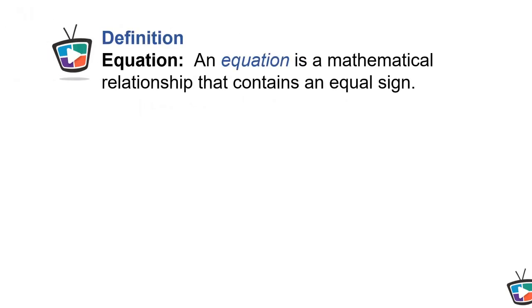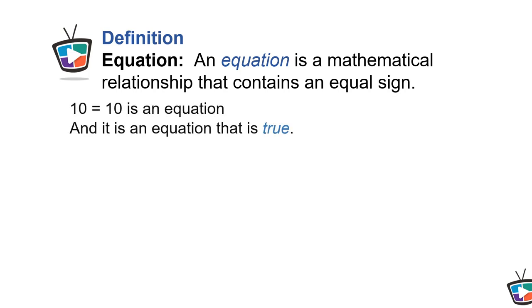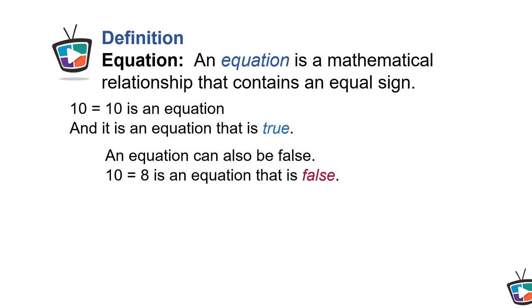An equation is a mathematical relationship that contains an equal sign. 10 equals 10 is an equation, and it's an equation that is true. An equation can also be false. 10 equals 8 is an equation that is false. 10 is not equal to 8.